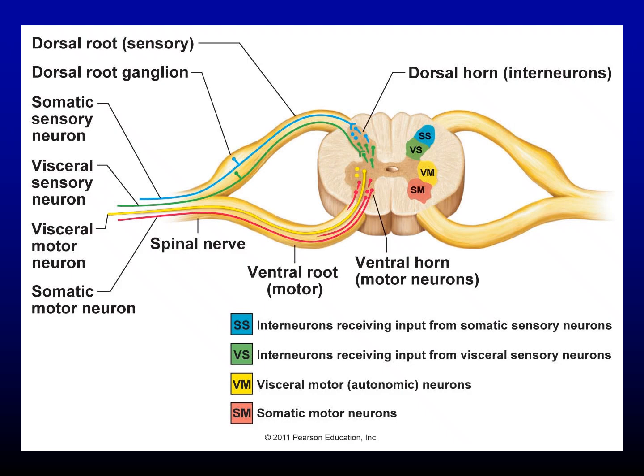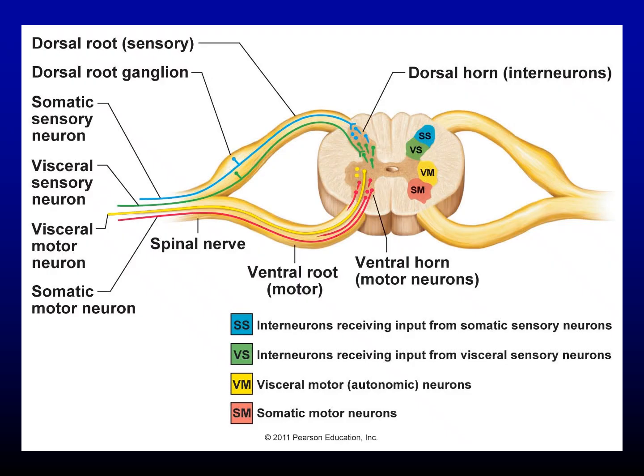Let's examine the dorsal horn on the right. SS stands for somatic sensory, and this region contains interneurons that receive sensory input from somatic neurons. Next is the visceral sensory region. It too consists of interneurons, but these receive sensory input from the organs. Notice that the cell bodies of both somatic and visceral sensory neurons form the dorsal root ganglia. Recall that sensory neurons are unipolar neurons and have their cell bodies off to the side of the axon.